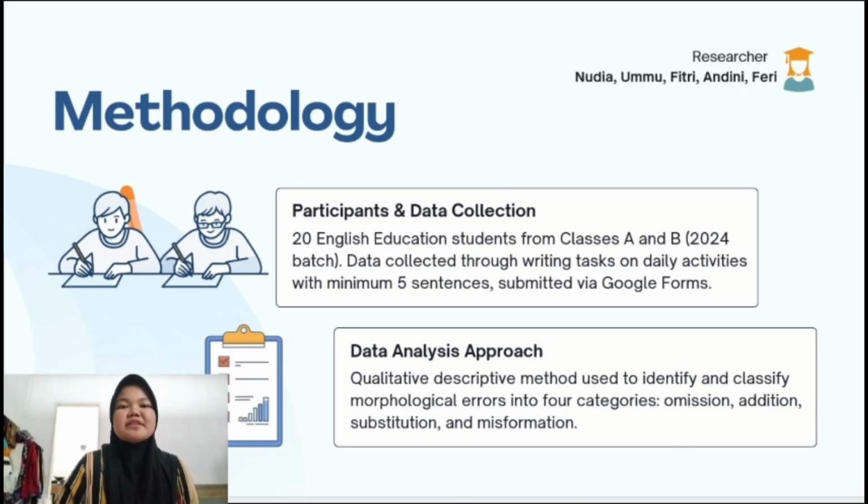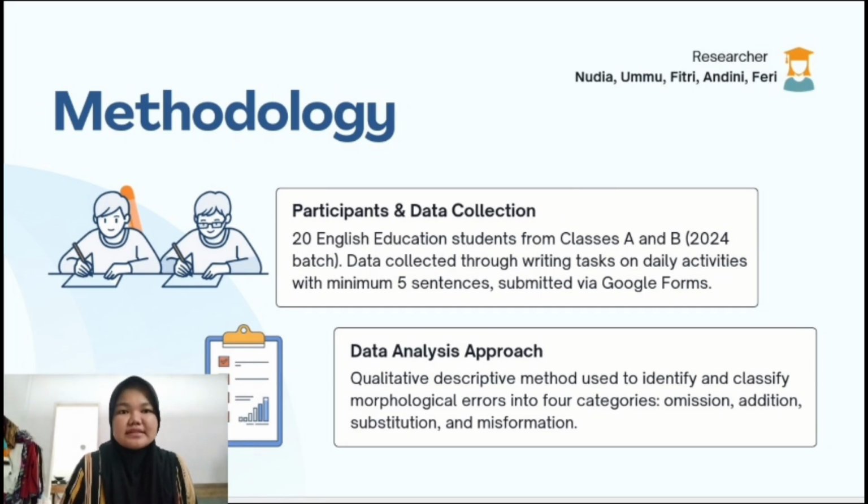Next, I will explain the methodology of this research. This study used a qualitative descriptive method. The purpose of this method is to identify and describe the morphological errors found in students' writing. The participants of this research were 20 students from the English Education Study Program, specifically from classes A and B of the 2024 batch. For data collection, the students were asked to write a short text about their daily activities. Each student wrote at least 5 sentences, and the texts were submitted through Google Forms.